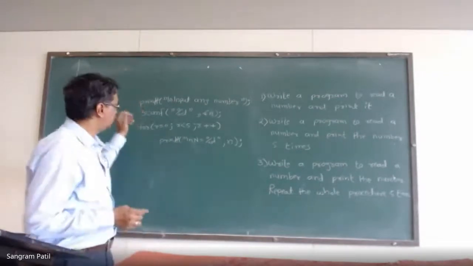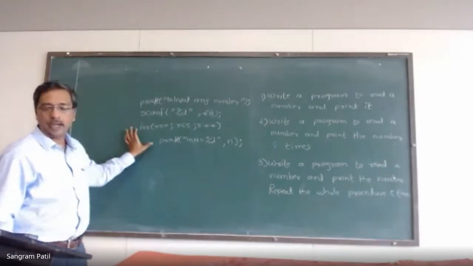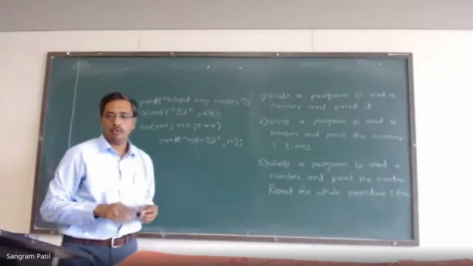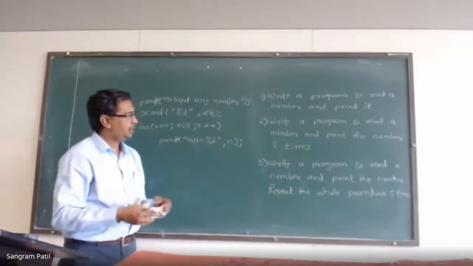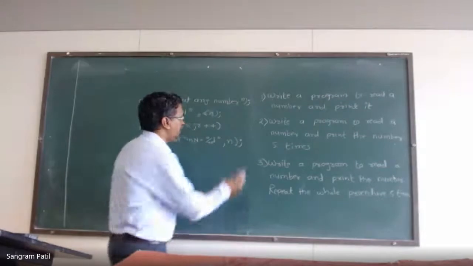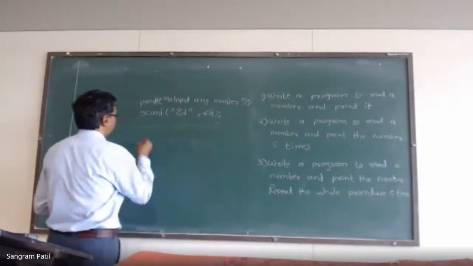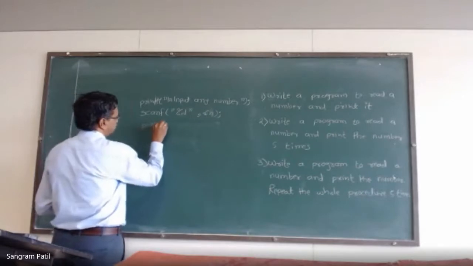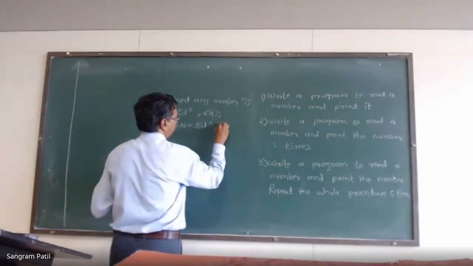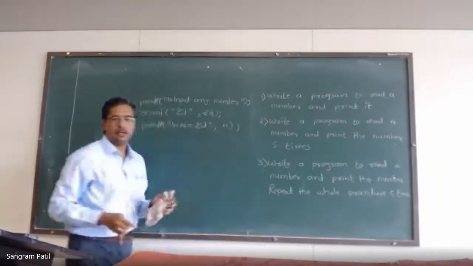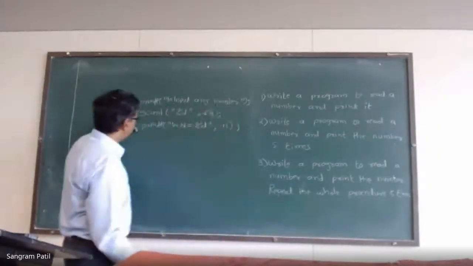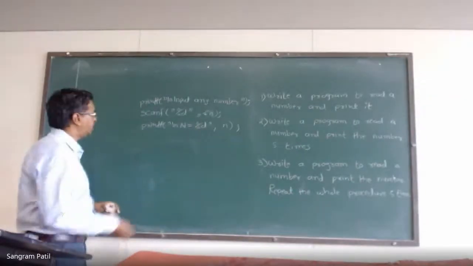This is clear. Write a program to read any number and print the number 5 times. Now, what is the next question? Write a program to read the number and print the number. So we want to read the number and then print the number, and this whole procedure we want to repeat 5 times. Whole procedure means this read and write. We want to repeat it 5 times.